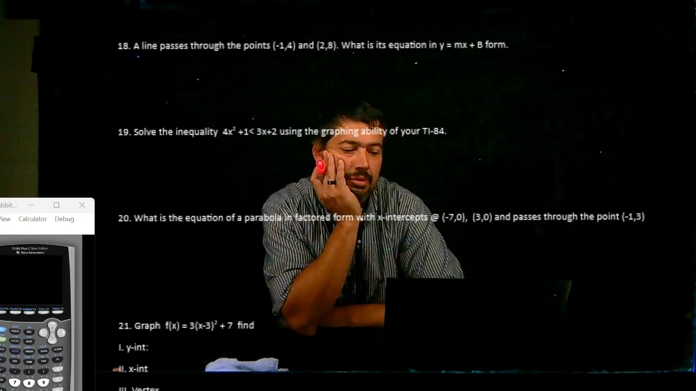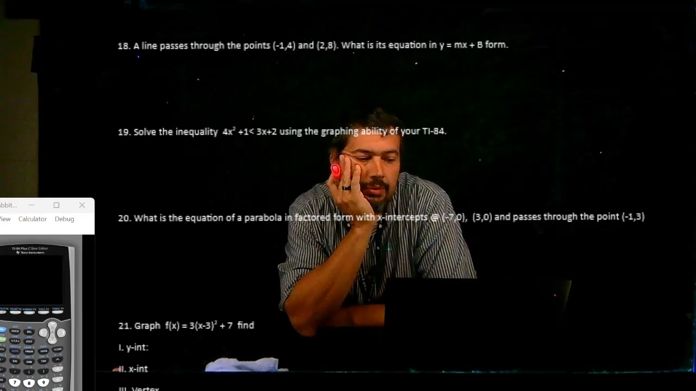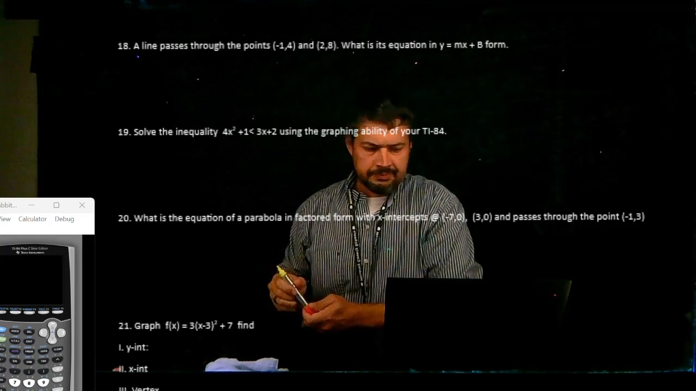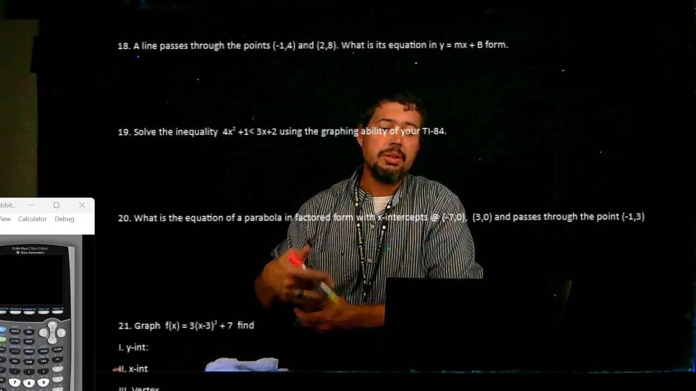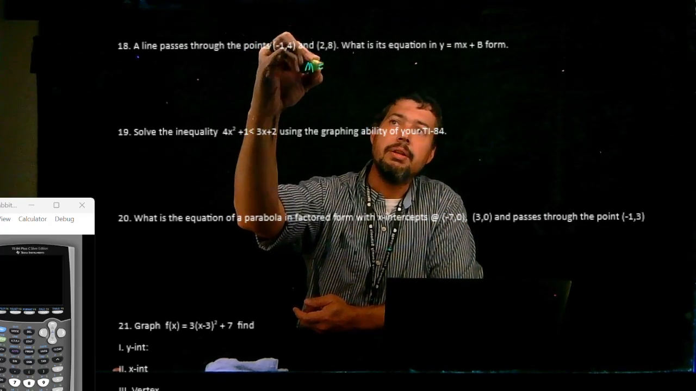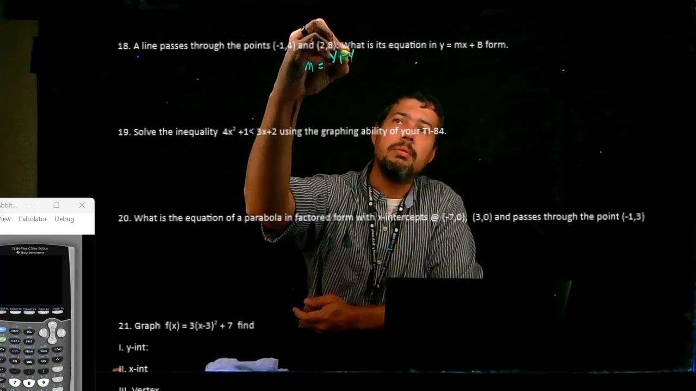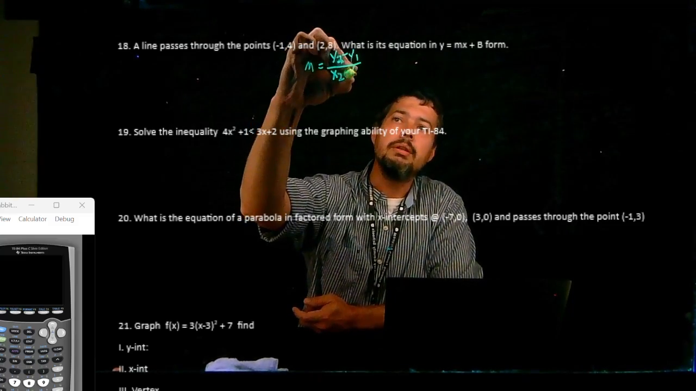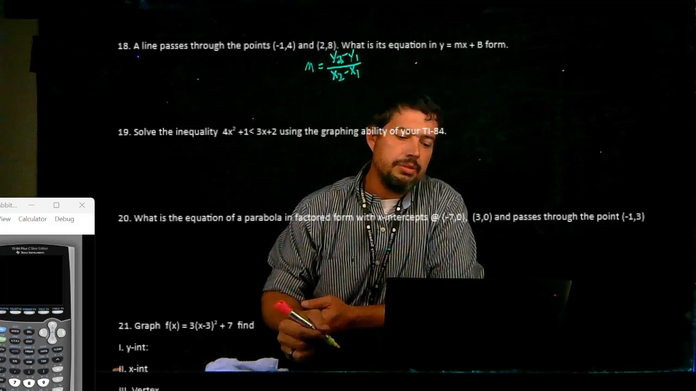A line passes through the points negative 1, 4, and 2, 8. What is its equation? Y equals mx plus b form. Here you're going to need a couple of things. You're going to need slope for one. And every 7th grader knows the formula for slope is y2 minus y1 over x2 minus x1. But can juniors do it?